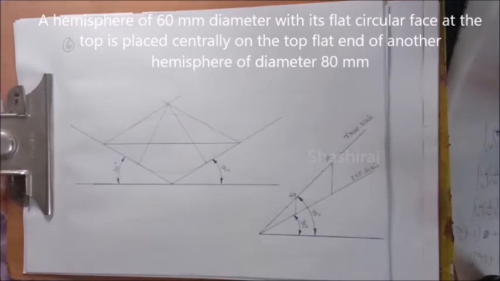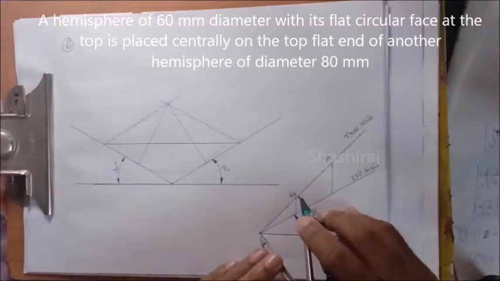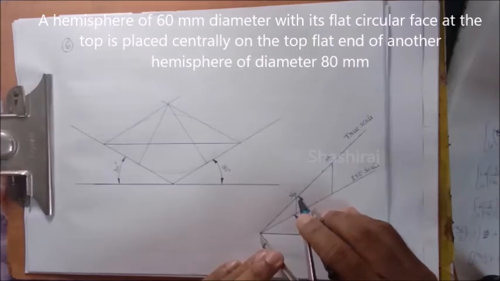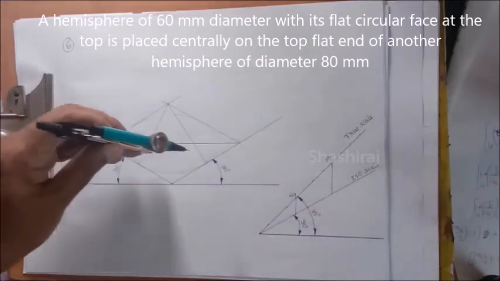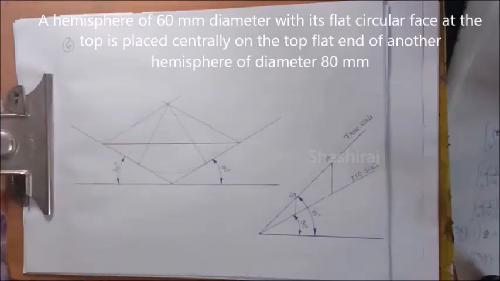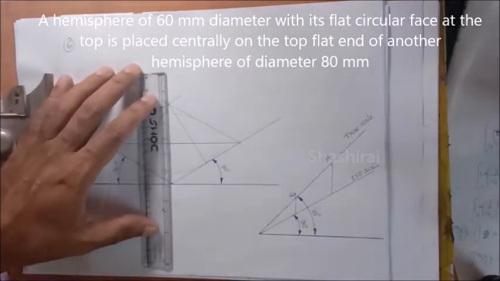Now I have to construct the spherical surface. The spherical surface is constructed using the actual radius. Actual radius is 40 mm here. So if I take 40 mm, just observe what happens if I take actual 40. So 40 mm I have taken. If I start at the center here, let us mark the center first by joining these two.